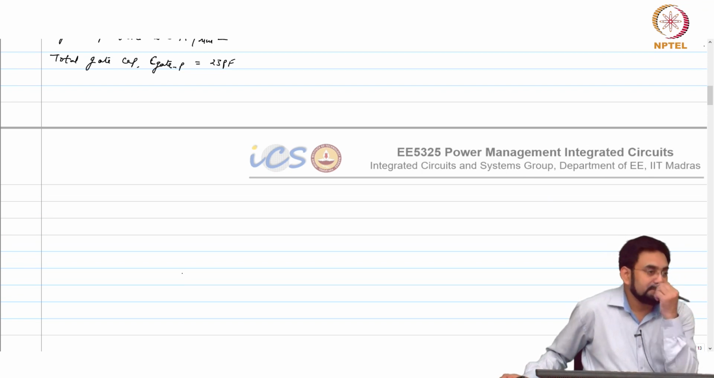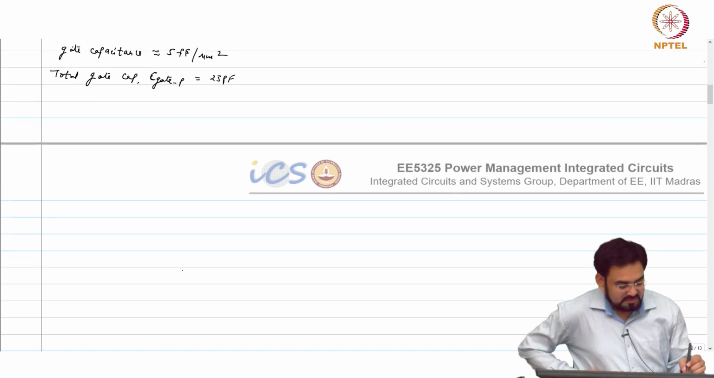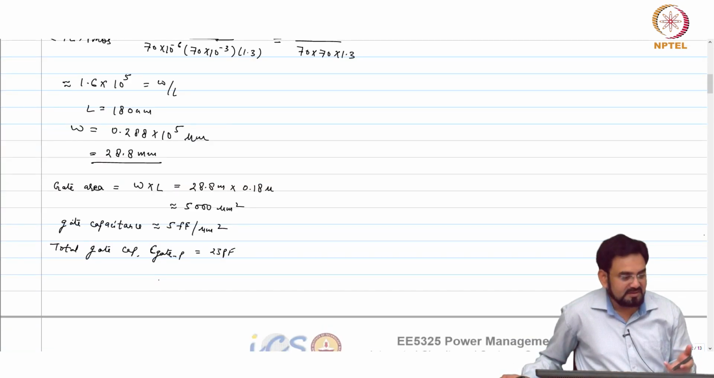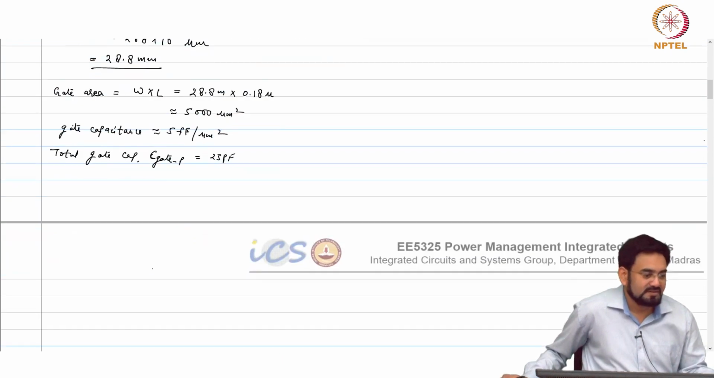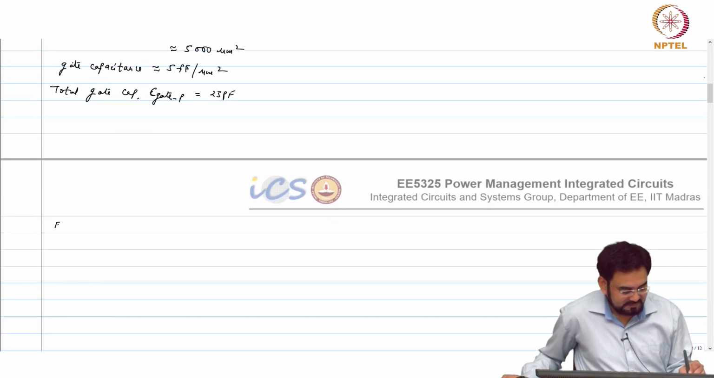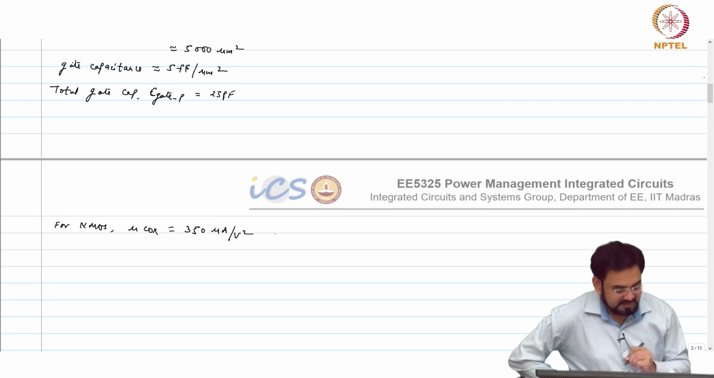Anybody remembers the mu Cox for NMOS? So, PMOS 70, how much? 350, 5 times. So, which means for the same RDS-on, the device size will be 5 times less. Okay. So, for NMOS, mu Cox is approximately 350 microamp per volt square, correct?